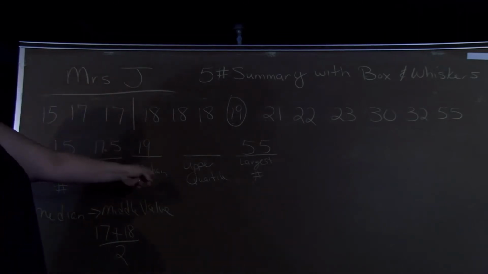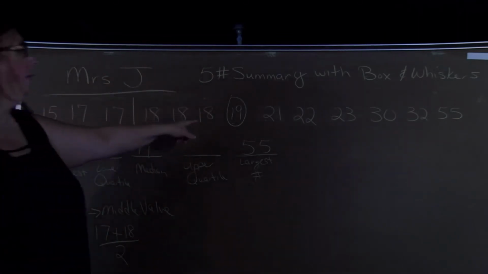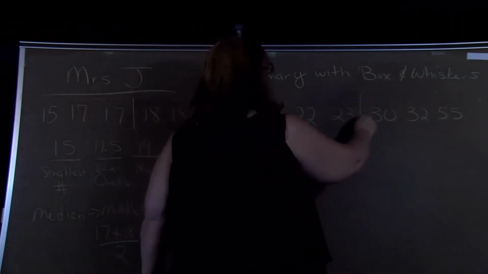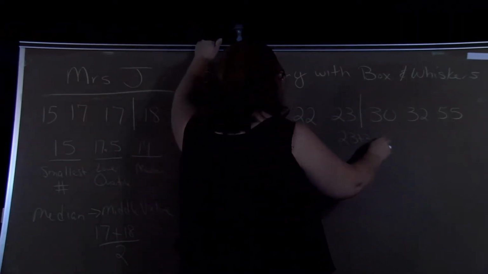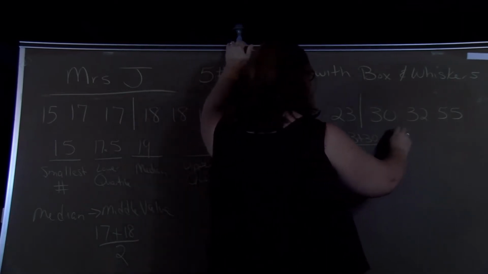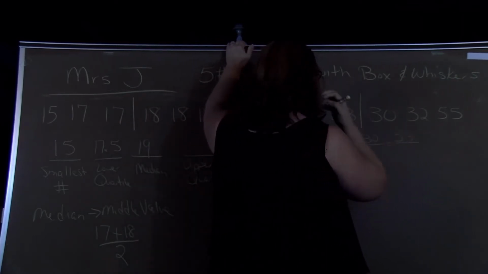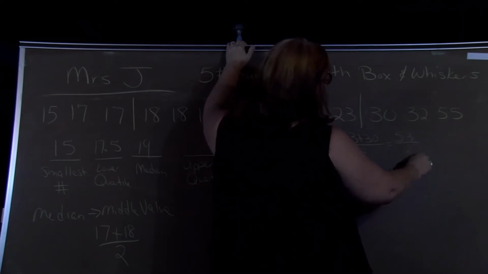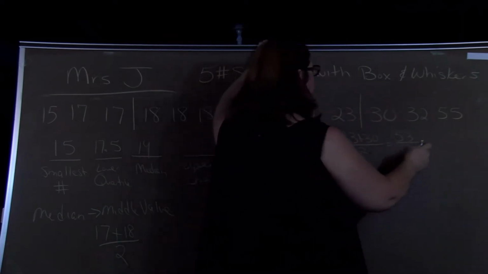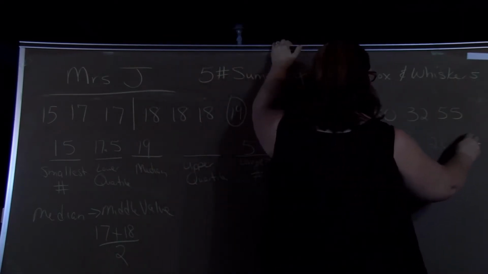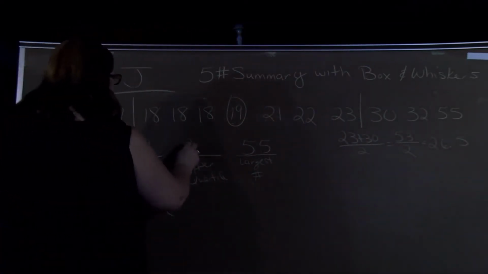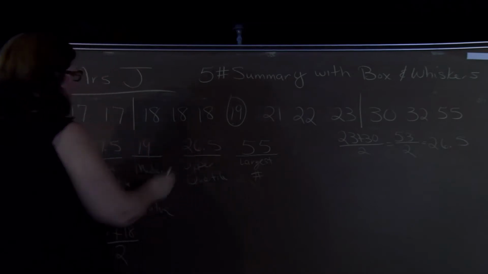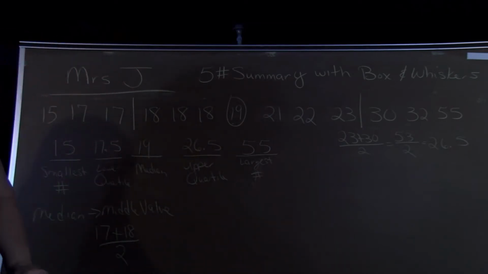The upper quartile, same thing, the median of the top half. So that would be in between here. To find it, 23 plus 30 divided by 2. Divided by 2 is what, 26.5? So that's your 5-number summary.